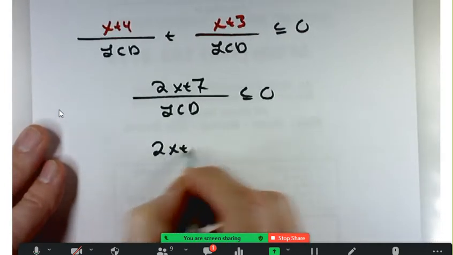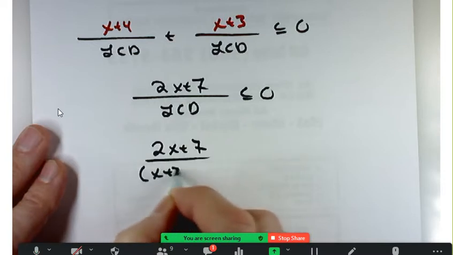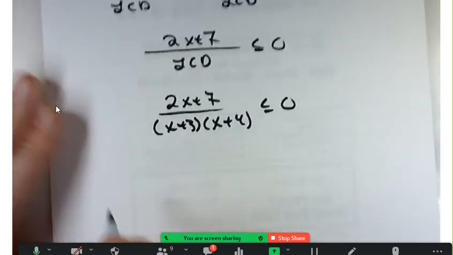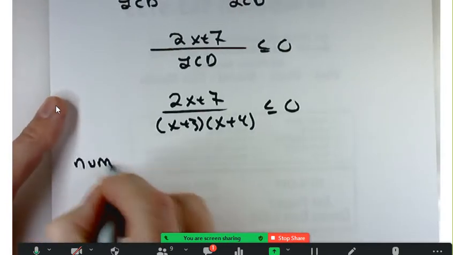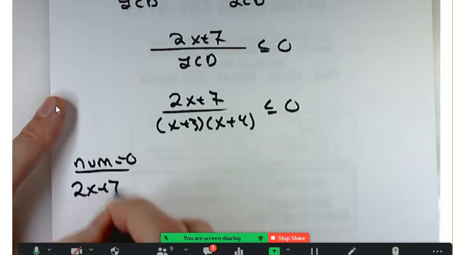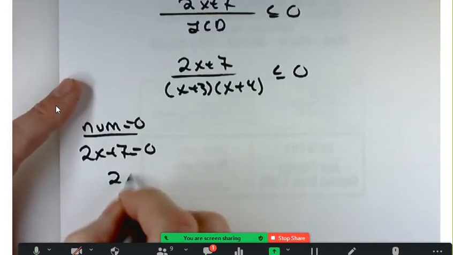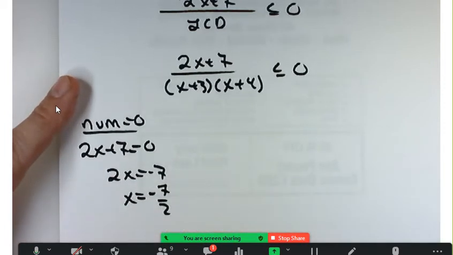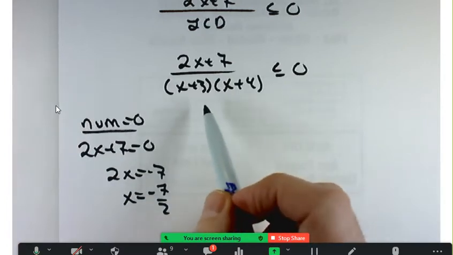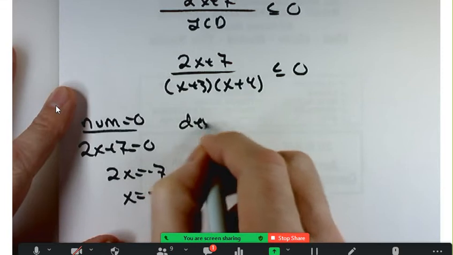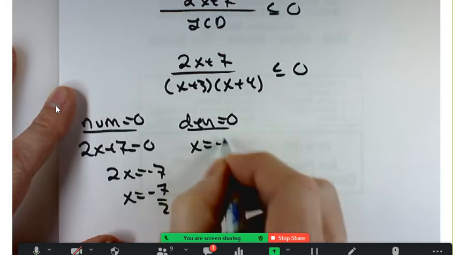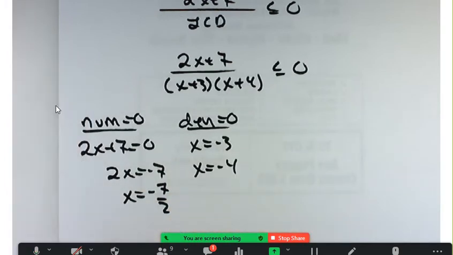All right, let's take stock of this now. I need to figure out where the numerator equals 0 and where the denominator equals 0. So the numerator equals 0 where 2x plus 7 equals 0. So x equals negative 7 halves. Can you read off where the denominator equals 0? Negative 3 and negative 4. Awesome. Negative 3 and negative 4. Thank you, Carl Espy. Let's put these numbers on the number line.